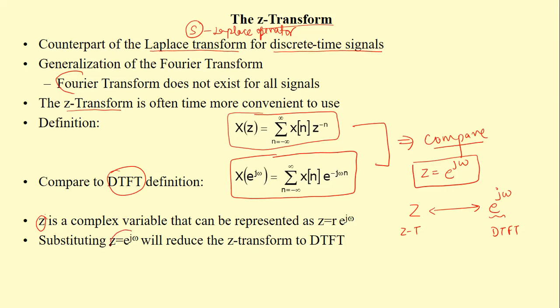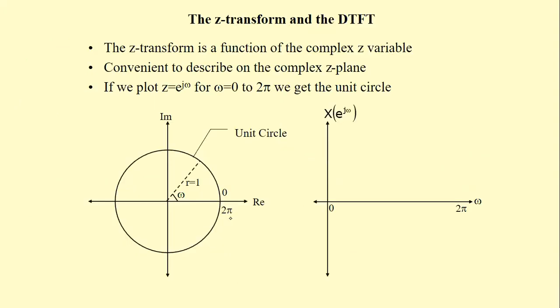So when we substitute z equal to e raised to the power j omega in this particular equation, we will get the discrete time Fourier transform, or DTFT, equivalent of the Z transform. So this has been covered in previous lectures.